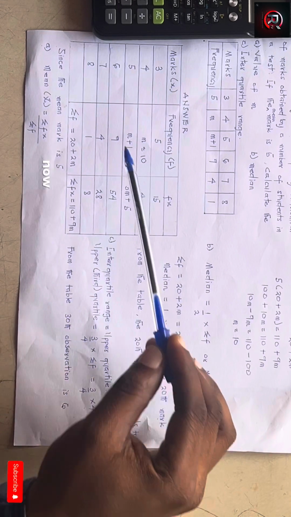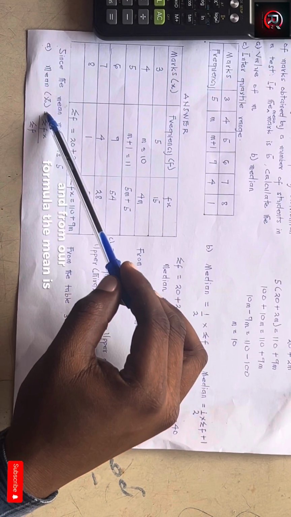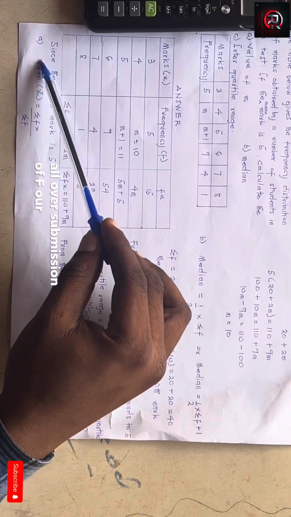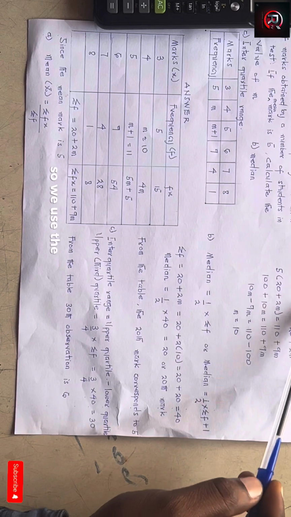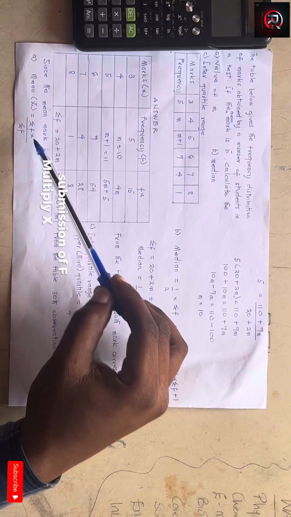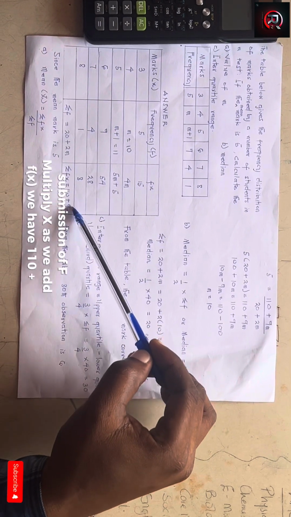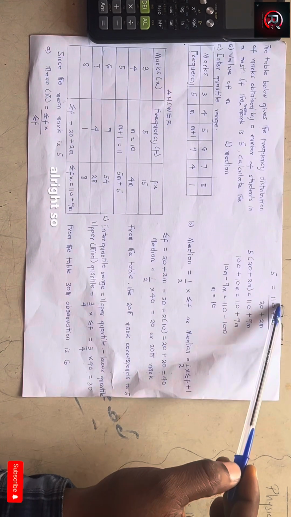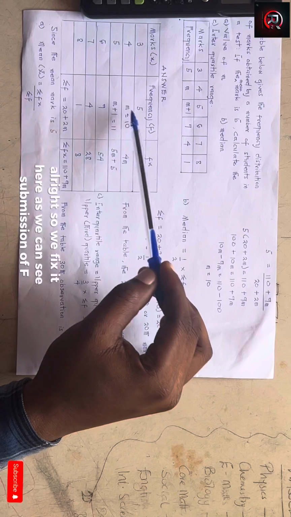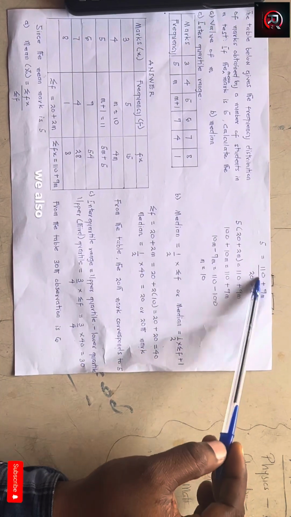Now, since the mean mark is 5, and from our formula the mean is equal to summation of f of x all over summation of f, our mean mark given is 5, so we use the 5 to represent the mean mark. For summation of f multiplying x, as we add f of x, we have 110 plus 9m. All right, so we fix it here as we can see. For summation of f, as we add everything here, we have 20 plus 2m. We also fix it here.